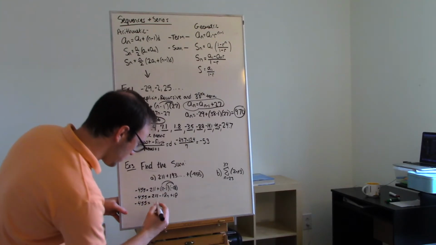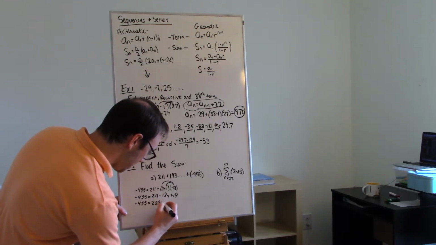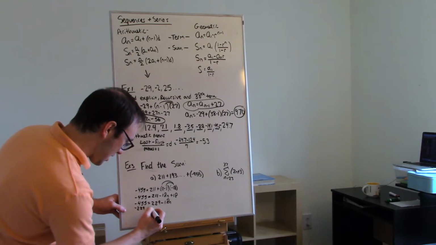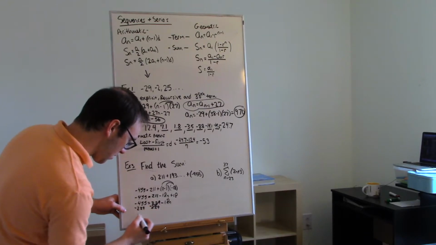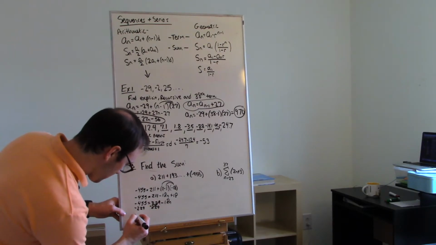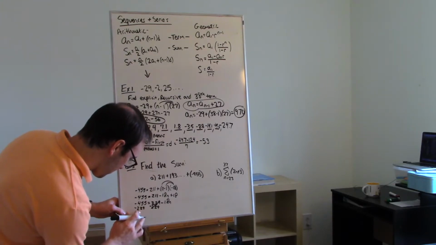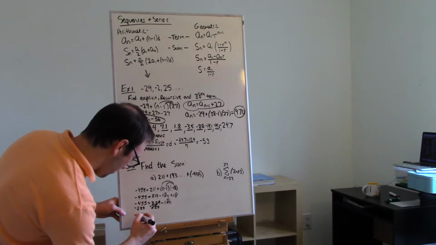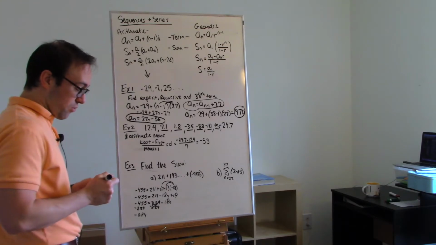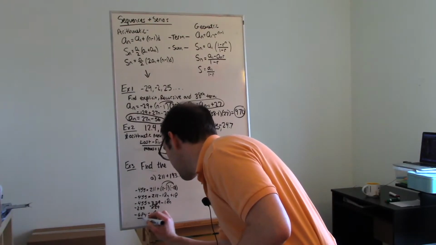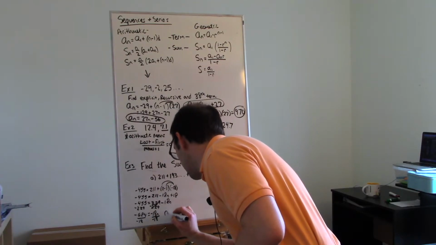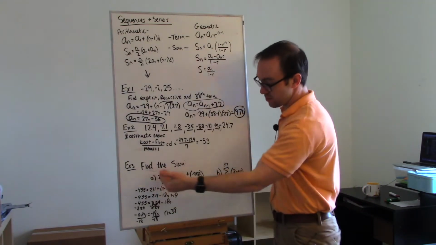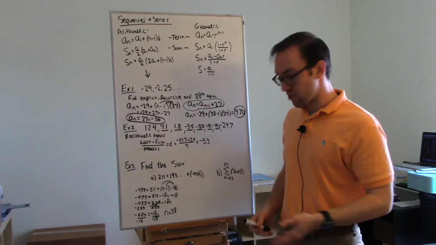So negative 455 equals 229 minus 18n. Subtract 229 to the other side, which makes negative 684. And then divide by negative 18, which would give us 38. So the number of terms to get from 211 to negative 455 is 38 terms.